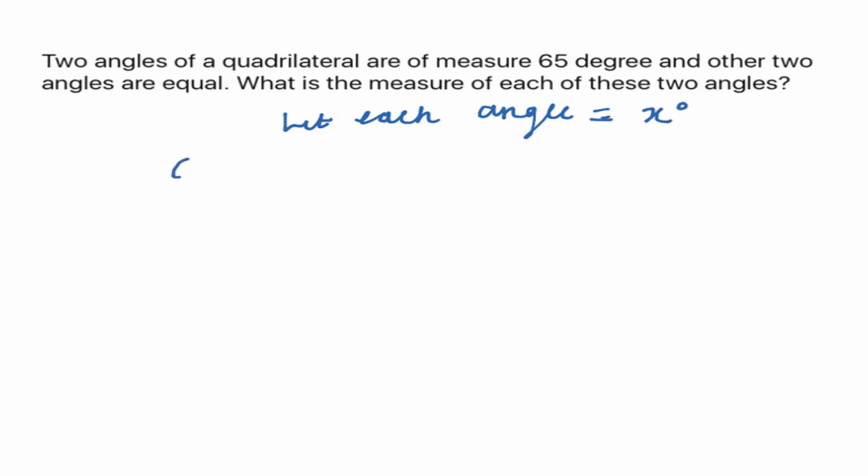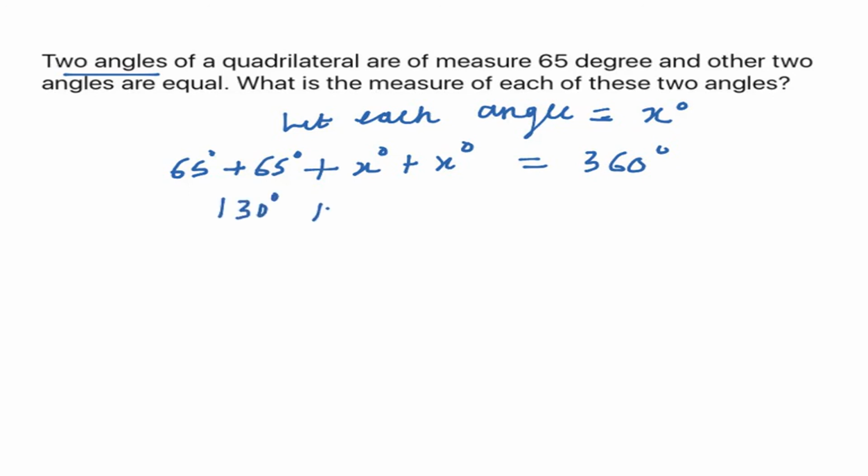Now we know the sum of all the angles of a quadrilateral is 360. So we can write 65 plus 65 because they have given the value of two angles, and the other two angles that we consider as x. So we can add these, and we know the sum of all the angles will be 360 degrees. Now we can solve the equation. 65 plus 65 will be 130 degrees plus 2x degrees equals 360 degrees.